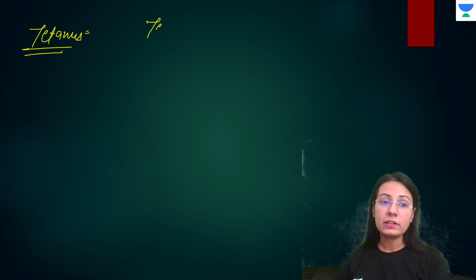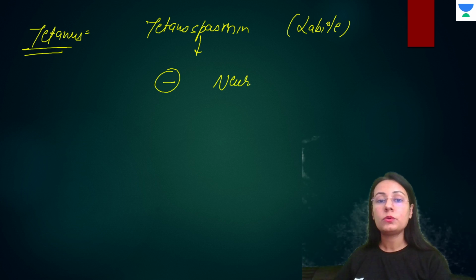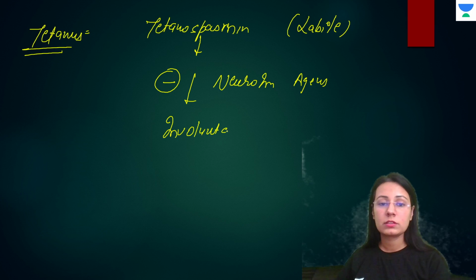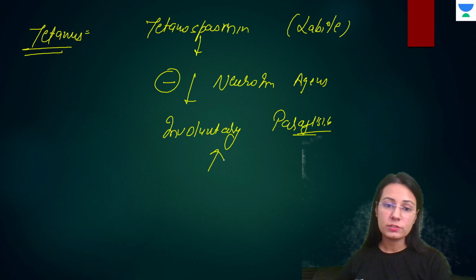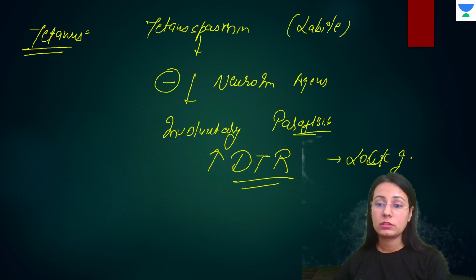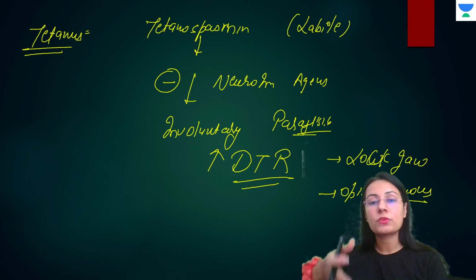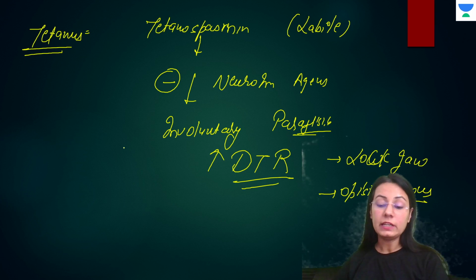When we talk about Clostridium tetani, it produces tetanospasmin, which is a heat labile toxin, and it causes the inhibition of inhibitory neurotransmitters, resulting in involuntary spastic paralysis. It causes exaggerated deep tendon reflexes, lockjaw, and the opisthotonos position, due to inhibition of the inhibitory neurotransmitters that are responsible for inhibiting involuntary actions. Therefore, the lockjaw occurs and the DTRs are increased.